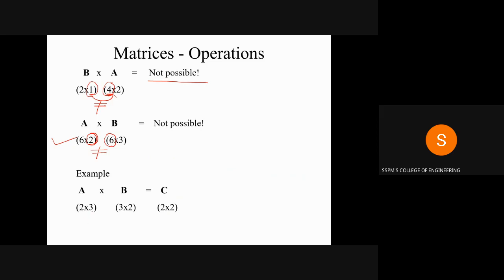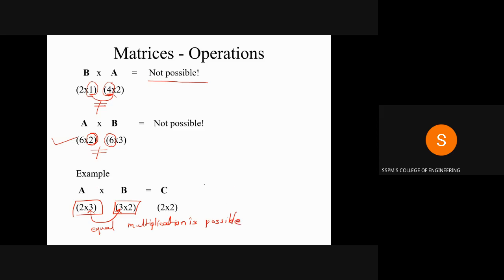Now for the third case, the order of my first matrix is 2 cross 3 and for the second matrix it is 3 cross 2. These two numbers are equal, therefore matrix multiplication is possible here.